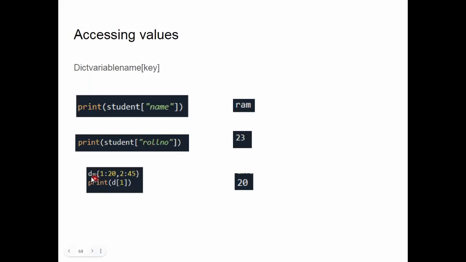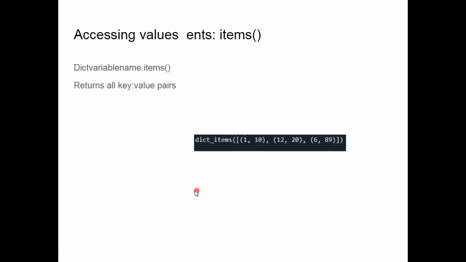Now we are having a dictionary with the key as 1, value is 20, key is 2, and the value is 45. And now I'm printing D of 1. So what is going to print? That is the key value. So what is present at 1, that is value 20, will be displayed.